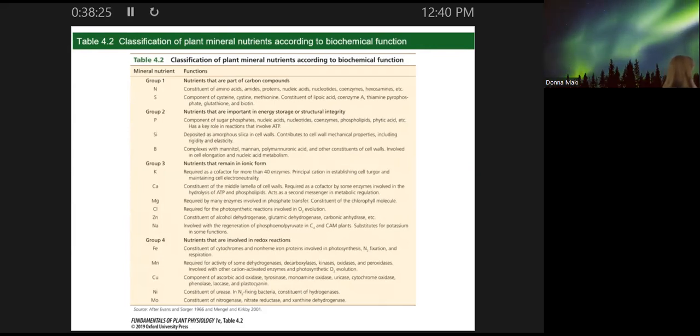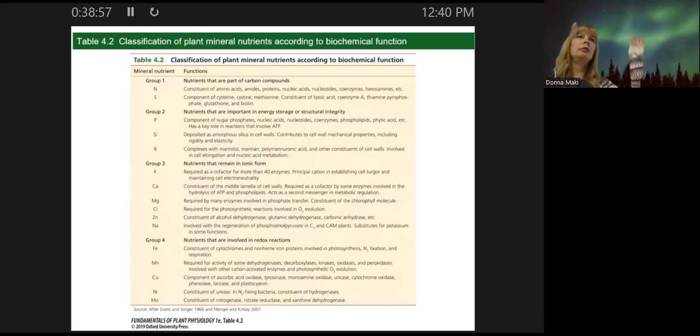Group 2, phosphorus, silicon, and boron. They're necessary for energy storage, structural integrity. So these bolded phrases are important. And then knowing some examples. So if I gave you like a matching or something, could you pick out, for example, that? So if I gave you a list and calcium was on it, would you know that that belongs to the group that's in ionic form in the plant? Whereas if I gave you iron, would you know that that's involved in redox reaction?